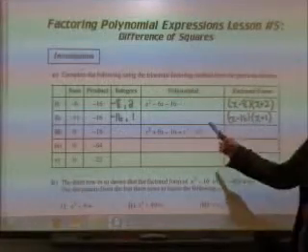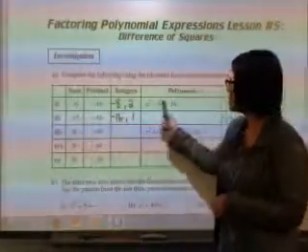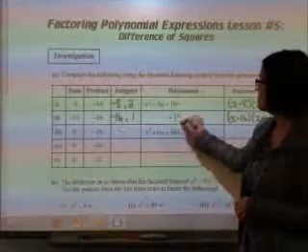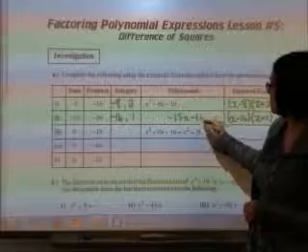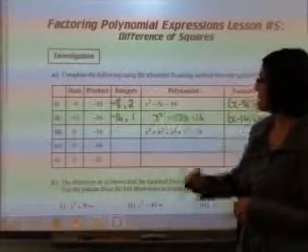In my polynomial, the sum becomes the middle term. The product is the last term. And the first term is my x squared.